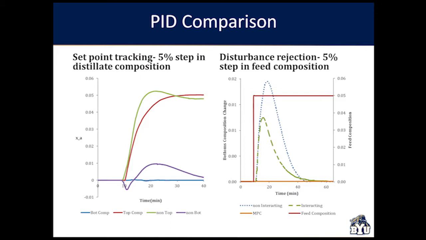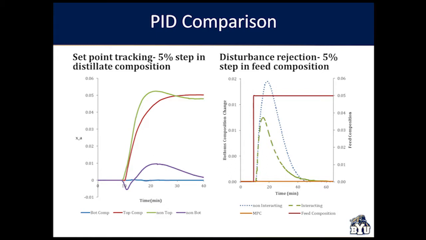On the right-hand side, you can see the results of our disturbance rejection test. We did a 5% step in the feed change. That's shown on the red line there, and its axis is on the right-hand side. Just note that they're scaled differently there. On the left-hand side is the bottoms composition, and you can see the three different controllers and how they responded. The non-interacting is the blue one, the interacting is the green line, and the model predictive control is the orange line down there. It looks like there's virtually no change.